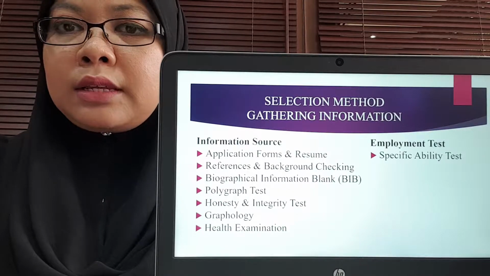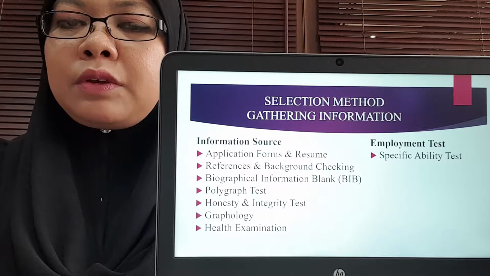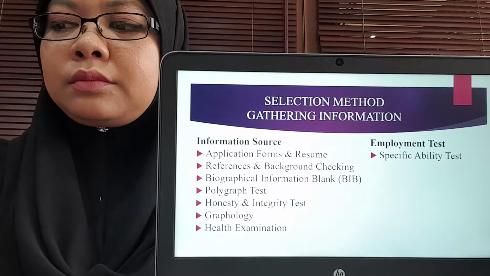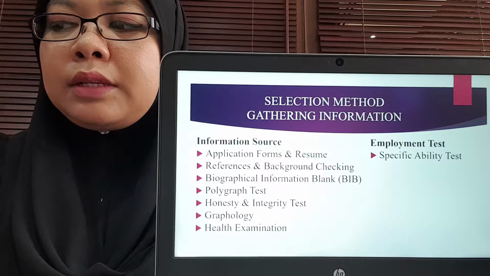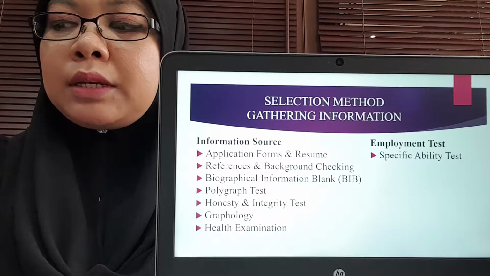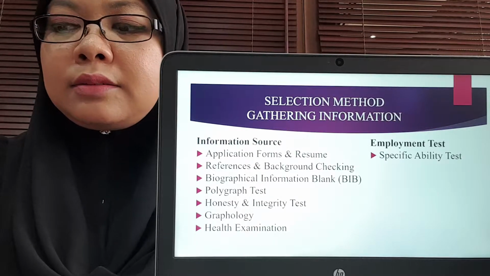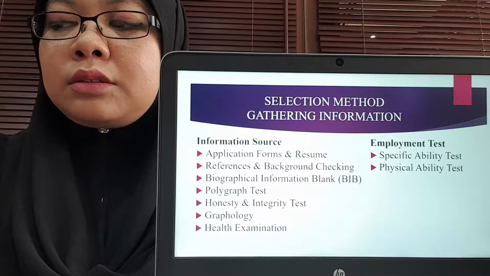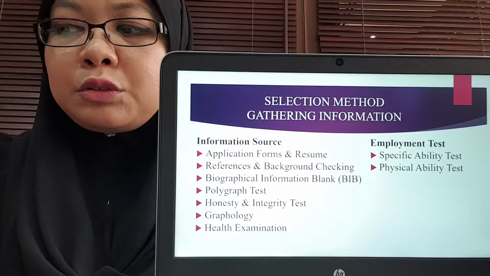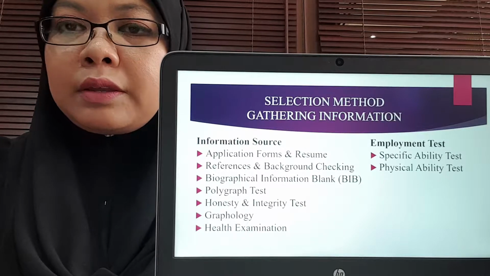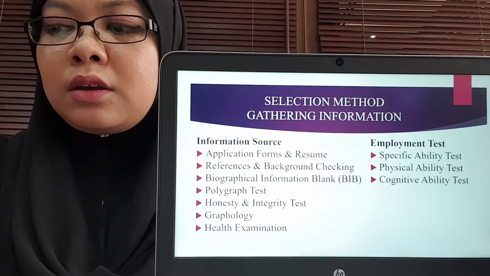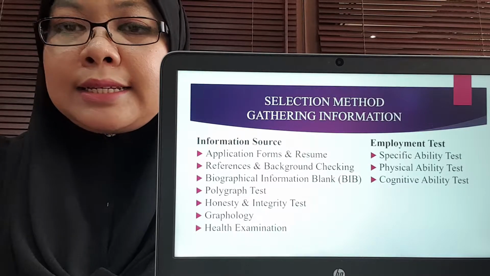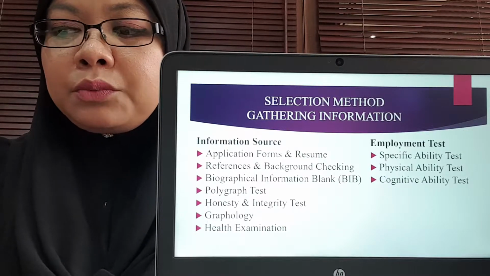Specific ability tests require specific ability to do the job. Tests on abilities to perform jobs such as mechanical, clerical, and sales. For physical ability tests, there are tests on strength and stamina that are usually found in the enrollment of firemen and the military force. For cognitive ability tests, the test is to measure candidates' ability to learn something new.